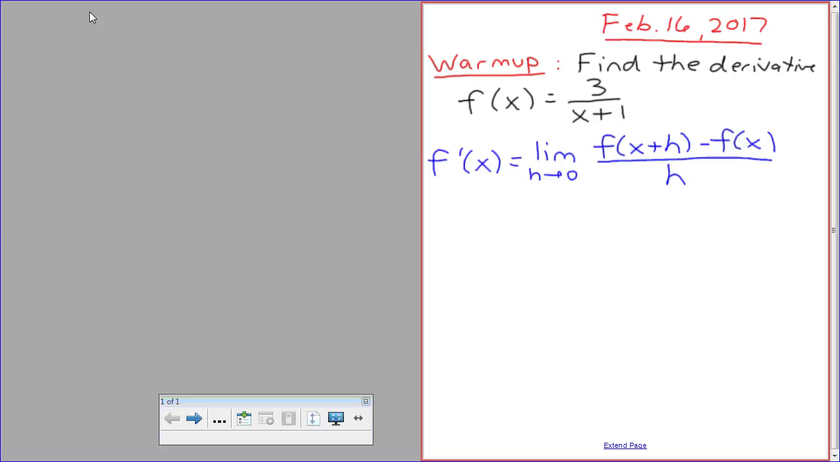Okay. All right, Callan, can you tell me what to write next, please? Your equation on top, so it'll be the limit as h goes to 0 of 3 over x plus h plus 1 minus 3 over x plus 1, divided by h.